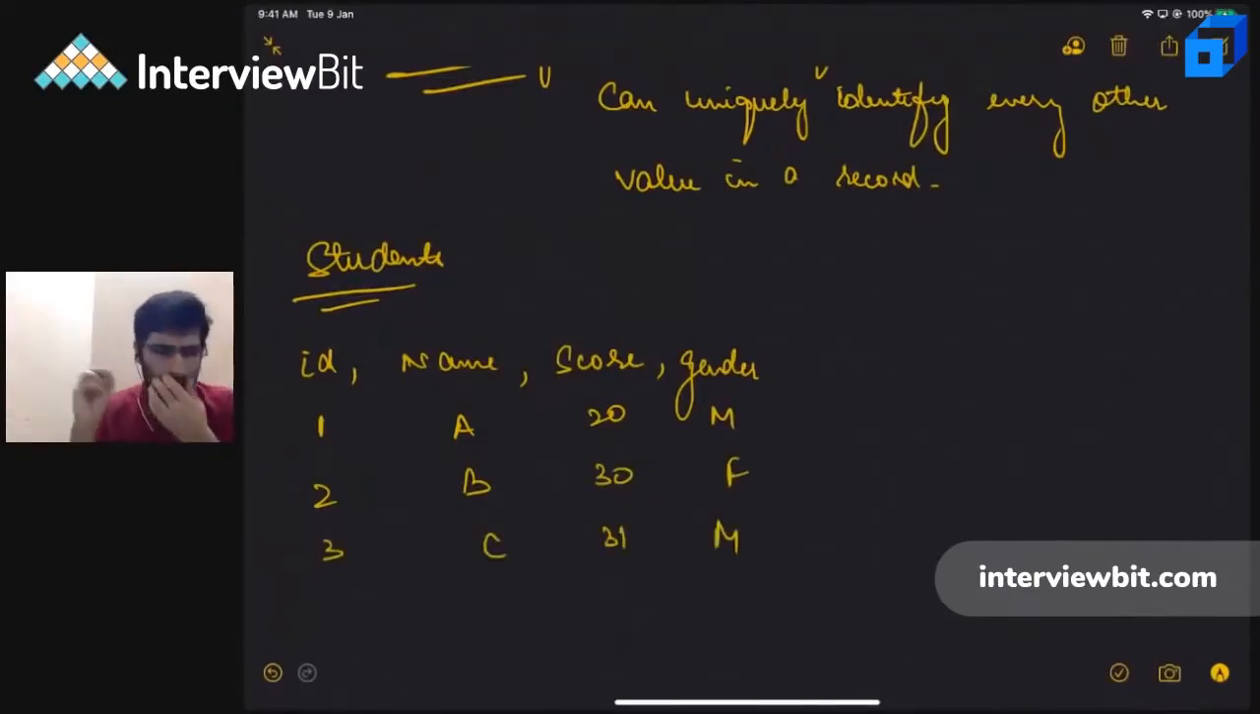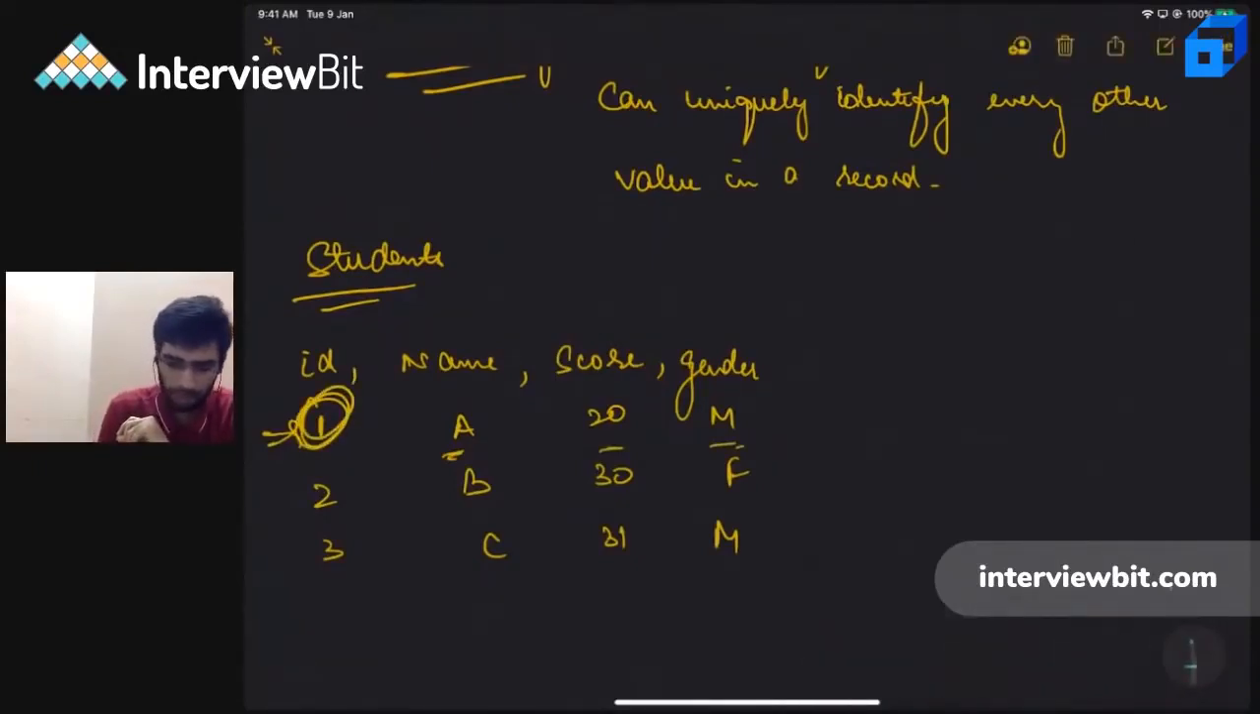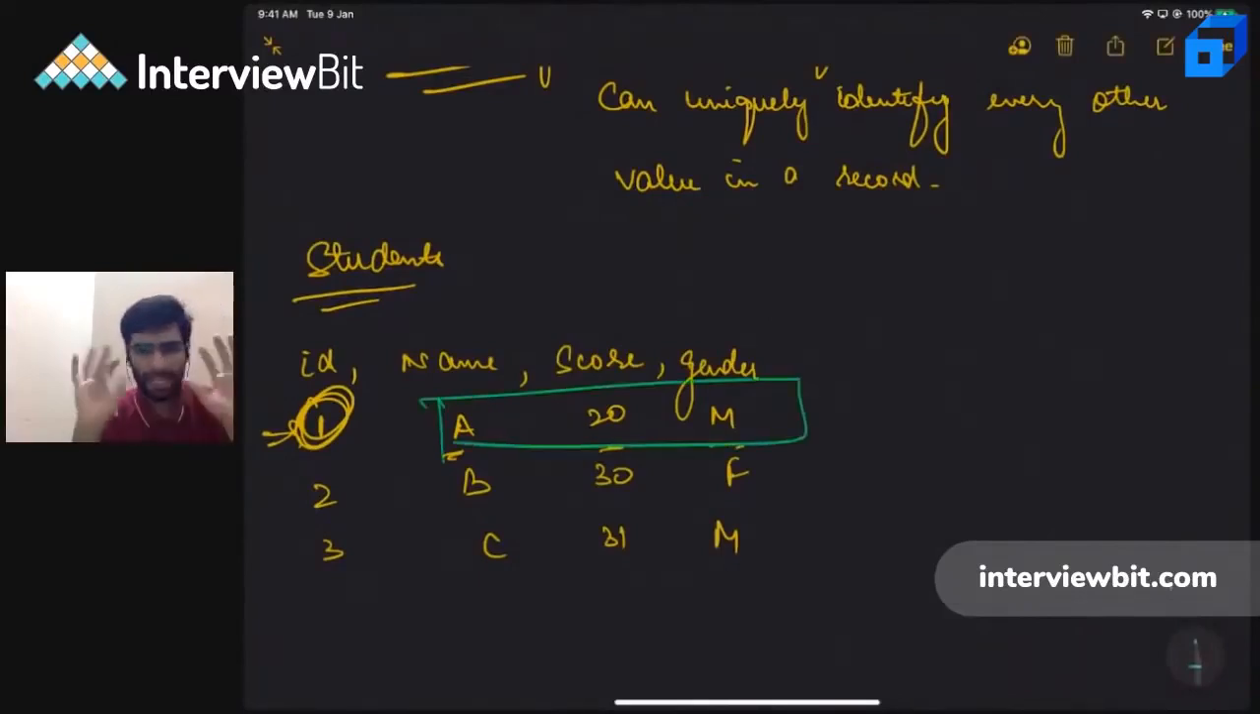Okay, so suppose I just tell you the ID of the student. If I just tell you the ID, you can directly go and say that the student with that ID had this name, that score, and that gender. So if you just know the ID, you can know all these three things, right? Let us only consider the current values in this table.